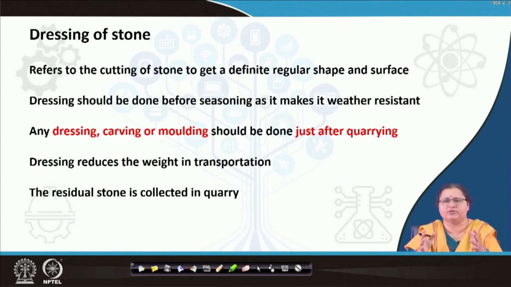It will reduce the space it would have taken while transporting. So, it will reduce the weight as well as minimize the space once it is being transported, and the residue part remains in the quarry. So, this residue does not go waste. We will also see, yes, that has use. One we have already discussed, that is the aggregate part.